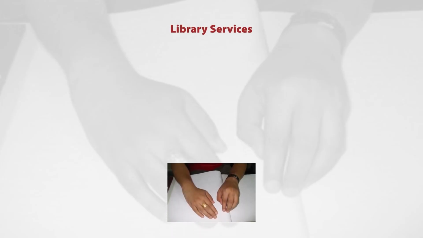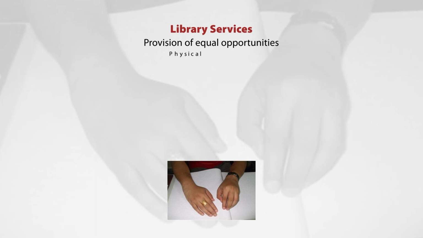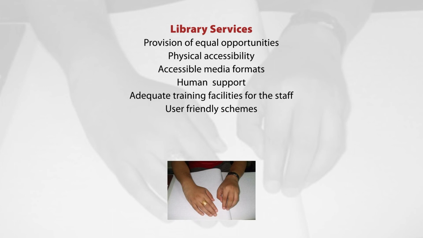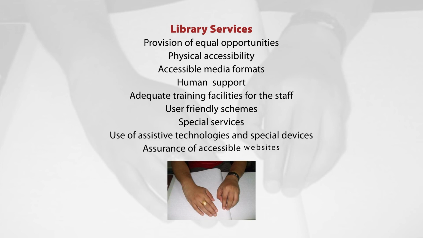Then we can talk about the library services, how we can use ICT to make library services also disabled friendly. Then provision of equal opportunities along with their other counterparts in the libraries is also a must. Then physical accessibility should be given utmost priority. Then accessible media formats should be used for the persons with disabilities.